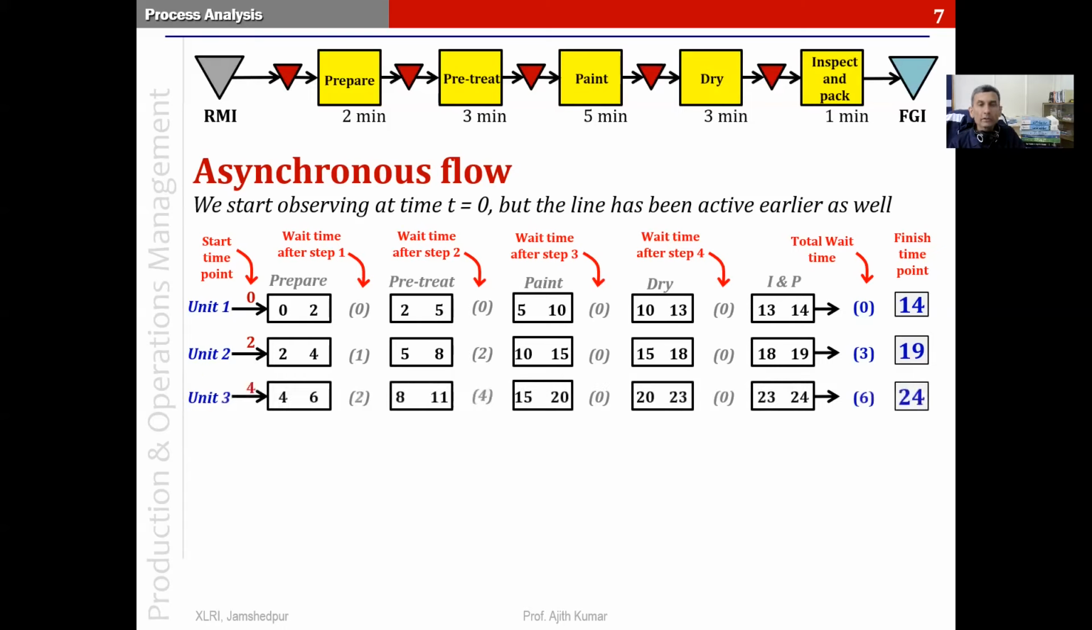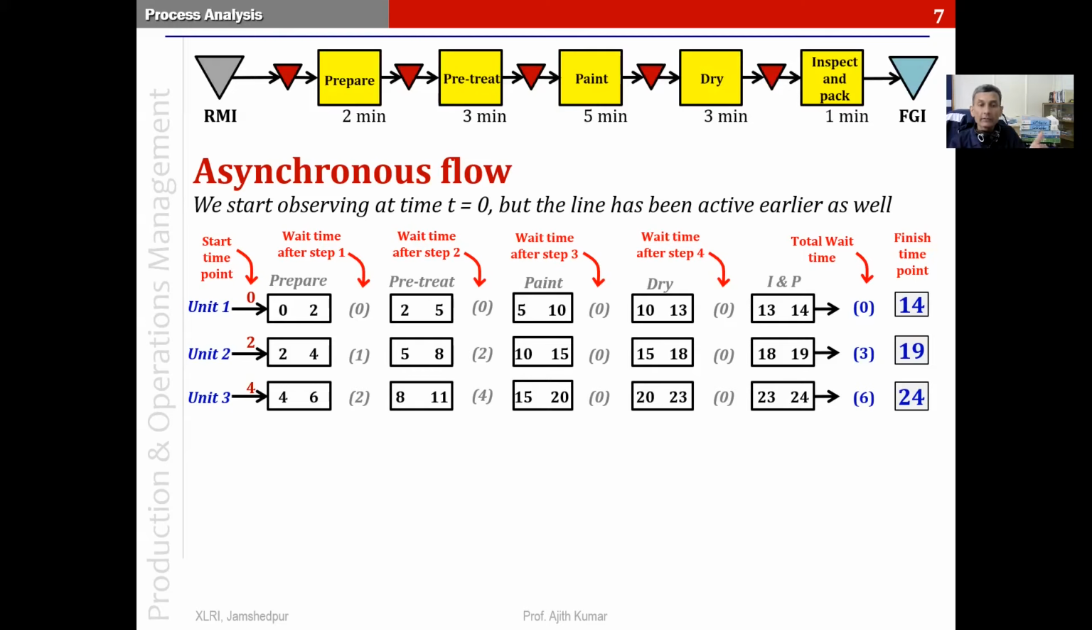Now, looking at the subsequent units, if you look at unit 3, you will see that unit 3 follows a similar principle of moving through the process like unit 2 did, except that the waiting time now has gone up. It waits for 2 minutes in front of the pre-treat step because the pre-treat step is free from the previous unit at a time which is 2 minutes later than when unit 3 reaches it. If you see those time values, unit 3 finishes the prepare step at time t equal to 6, but the pre-treat step is busy with unit 2 until time t equal to 8.